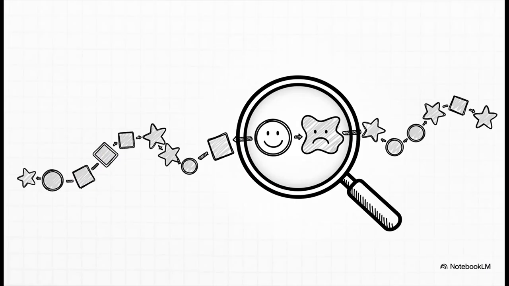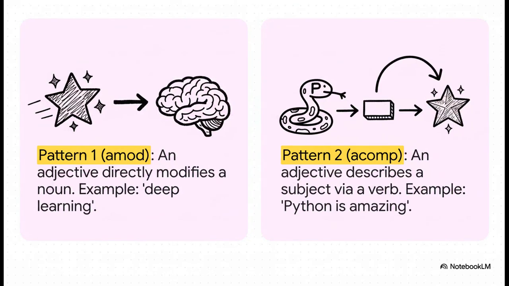See, all that grammar stuff isn't just some boring homework assignment for the computer. It's an incredibly powerful tool that lets the machine laser focus on the bits of the sentence that really matter when you're trying to figure out if something is positive or negative. And how does it do that? Well, it basically goes pattern hunting. It's trained to look for specific grammatical setups. For instance, it's looking for that amod pattern, that's just an adjective right next to a noun, like in "deep learning." And it's also on the lookout for the acomp pattern, which is exactly what we saw in our sentence, an adjective describing the subject through a verb, like in "Python is amazing."